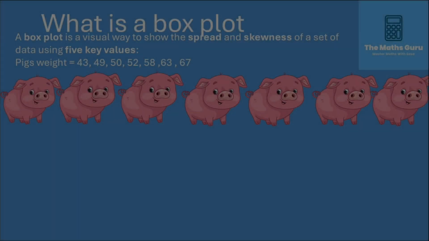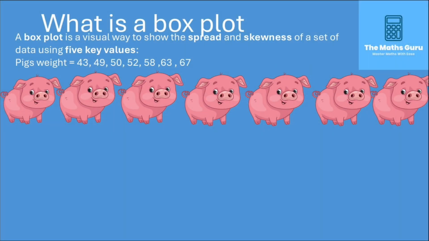Imagine we were given the weights of 7 individual pigs and asked to plot a box plot about it. First things first, we need to organize our data set in ascending order from left to right. As you can see, our pigs' weights have already been organized, so we can just put in our values: 43 kg, 49 kg, 50 kg, 52 kg, 58 kg, 63 kg, and 67 kg.